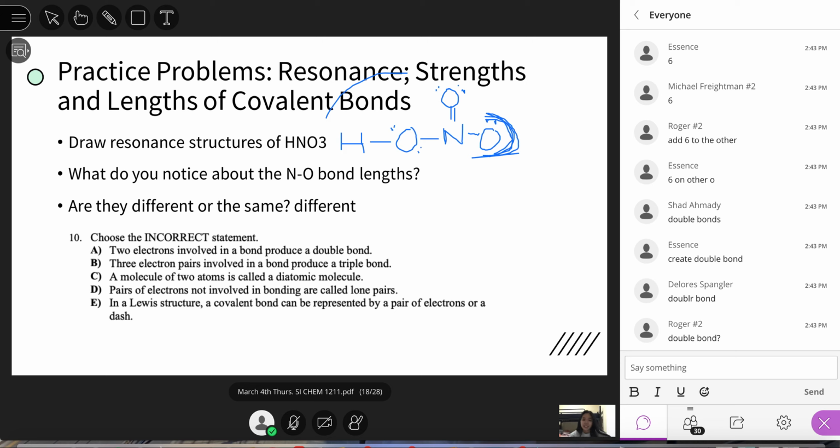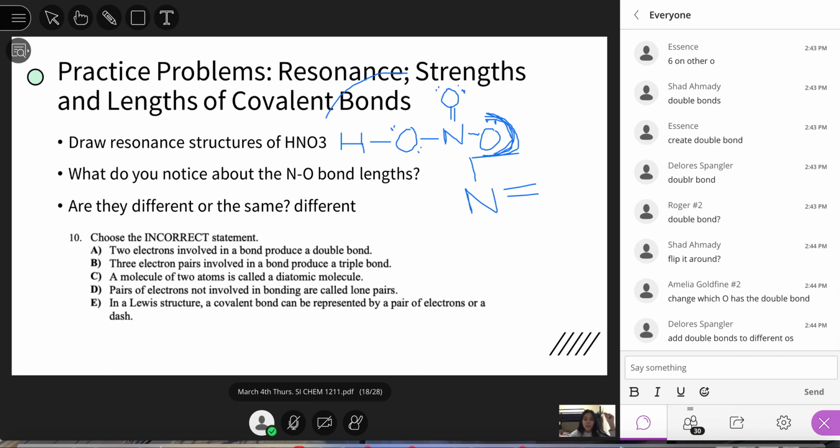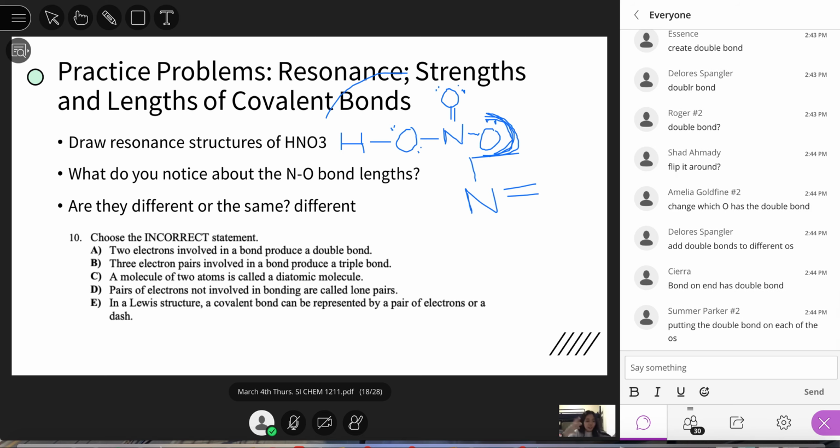And what's the other resonance structure? How would we draw that? What would be the other bonds instead? What would we do instead? Can we share from this side? Yes, exactly. So this one's going to have 2 and this one's going to have 1. And then you have 2 resonance structures. Make sure that when you find your resonance structures, you have the correct amount of resonance structures, just in case they might ask, how many resonance structures does this have? What do you notice about the NO bond lengths?